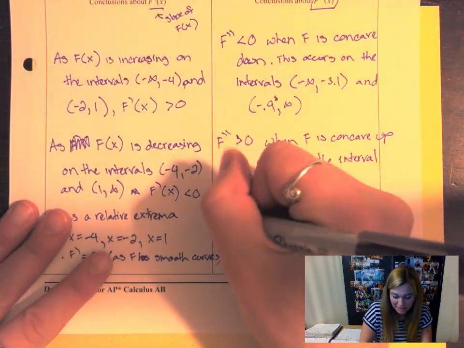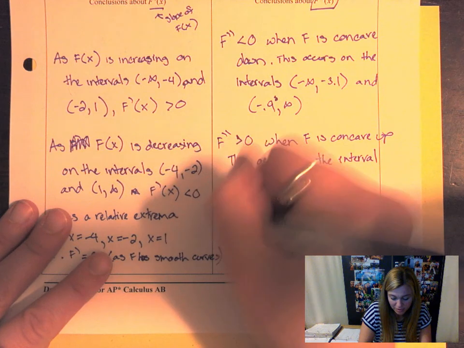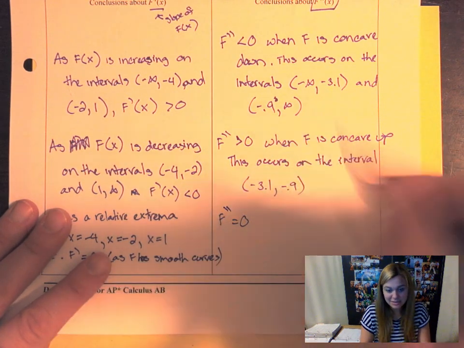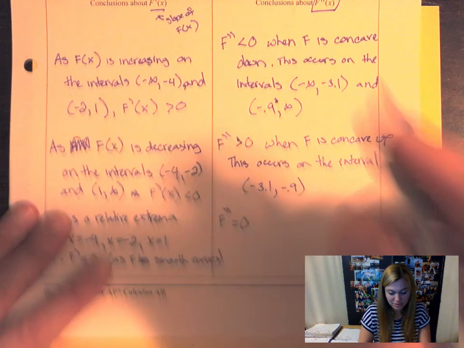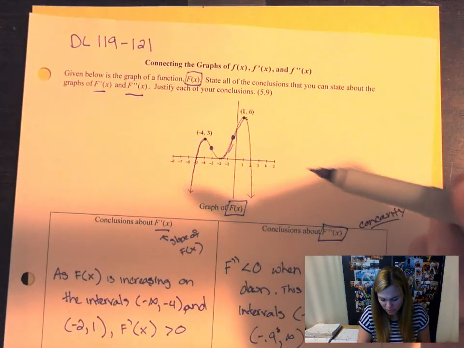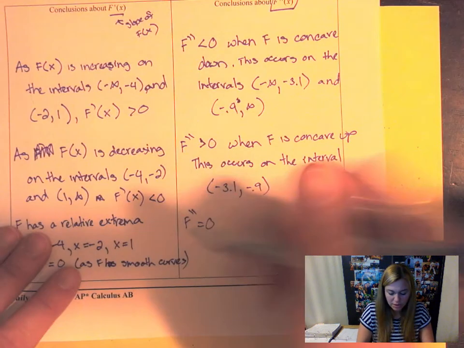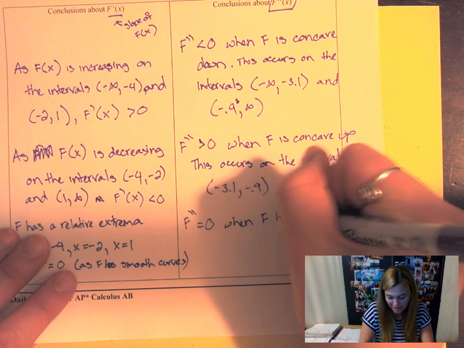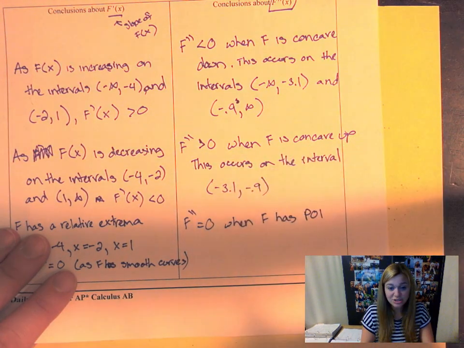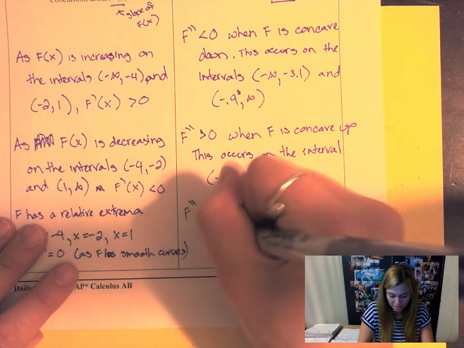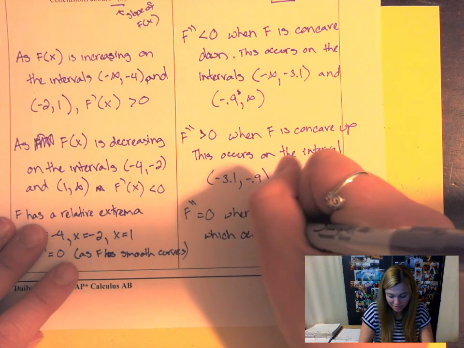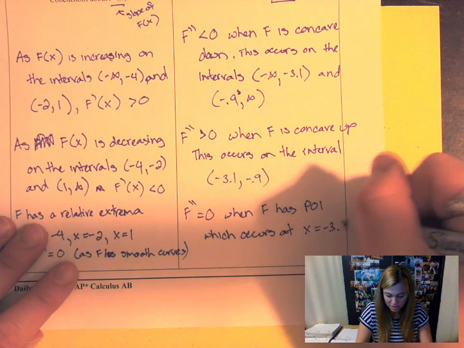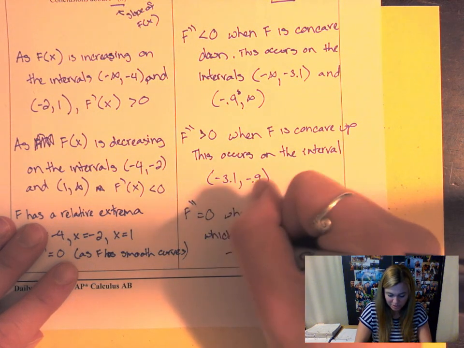And then you can also say f double prime is equal to 0, because again, f of x is smooth, everything nice is happening in this, so this just looks like some sort of quartic function maybe. So f double prime is equal to 0 when f has a point of inflection. That means when f changes concavity, which occurs at x equals negative 3.1 and negative 0.9.